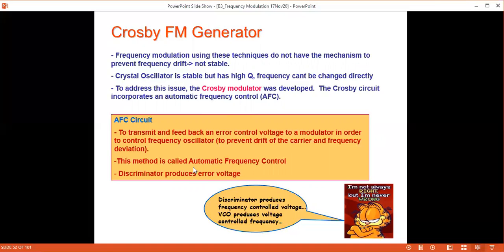This frequency difference or error will be sent to a discriminator that produces error voltage. A discriminator in principle works in opposite to a VCO. If VCO produces voltage control frequency, meaning frequency that is changed according to voltage, the discriminator produces frequency control voltage, where it produces voltage that is changed by the frequency.